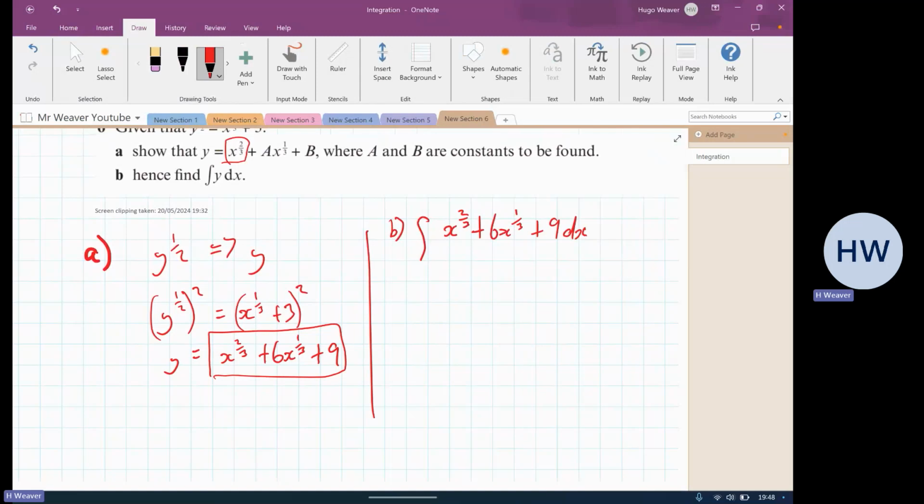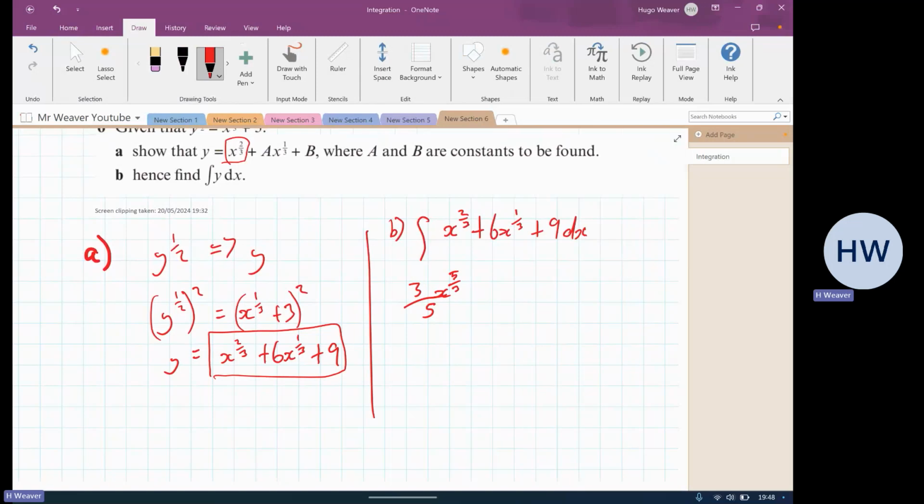Whenever we're integrating, you always increase the power by 1, divide by the new power. So if I increase x to the power of 2/3 by 1, I'm basically going to add 3 to the numerator. So it gets me 5/3. And then I'm going to divide by the new power. So in this case, I'm now going to divide by 5/3, which is essentially the same as me timesing it by 3/5. Oh, sorry, my pen went a bit rubbish there.